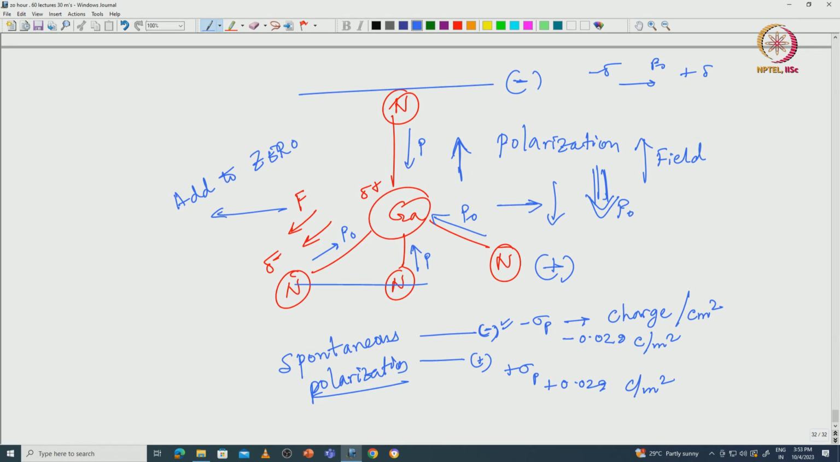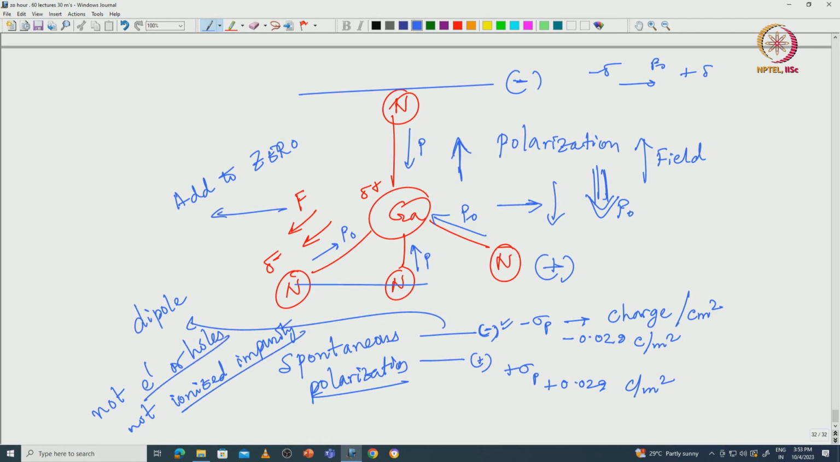You have to remember that this negative and positive charge is precisely a dipole kind of charge. It is not mobile charge like electrons or holes. It is also not immobile ionized impurities. It is not ionized impurity, it is not a mobile electron or hole, it is just a dipole charge.